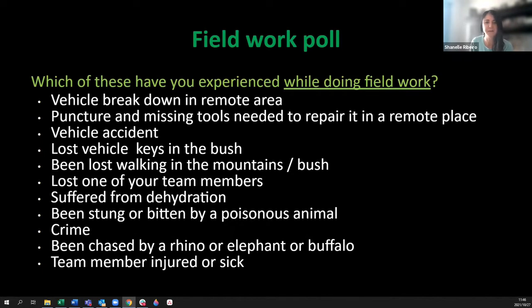So, yeah, a lot of things happening to people, and I'm sure in many of the instances, the mitigation measures weren't thought of. So like the missing tools in the vehicle and not being able to prepare it. So yeah, you can see there's so many scenarios that you have to think of all the time before going on a field trip.